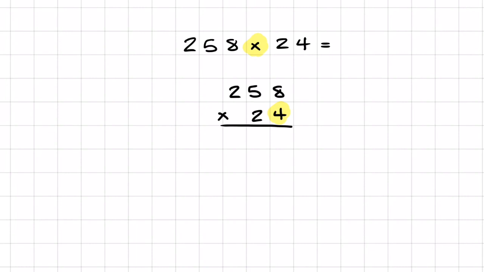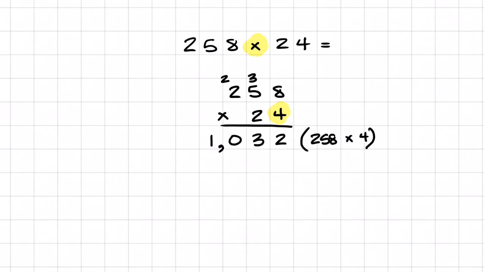So on this first row, we're going to say, well, what's 8 times 4? It's 32. I'm going to regroup 30, put it up here. Then 5 times 4 is 20, plus 3, we're going to get 23. We're going to regroup 200 with this one. And then 2 times 4 is 8, plus our 2, we're going to get 1,032. And what that number represents is 258 times 4. This here is the first step of our standard algorithm approach to solving whole number multiplication.